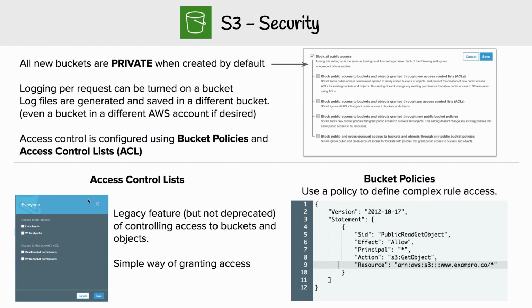You right-click a bucket or an object, and you can choose who. So there's an option to grant all public access. You can say list the objects, write the objects, or just read and write permissions. And it's as simple as that.